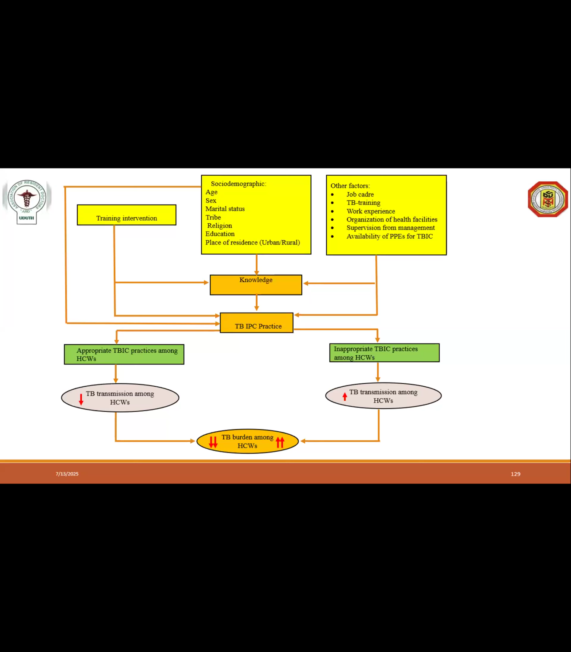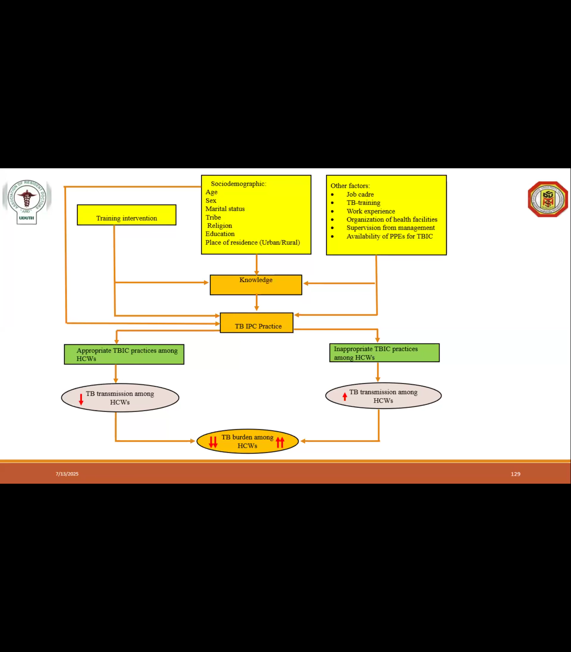Then other factors like TB training, attending TB training, that is their work experience, the organization of the health facilities, the supervision from the management, availability of PPEs and TB IPC practices can also affect both knowledge and practices. So at the end of the day, you see, knowledge can affect practice. And once practice is there, it can be either appropriate practice, it can be inappropriate practice.